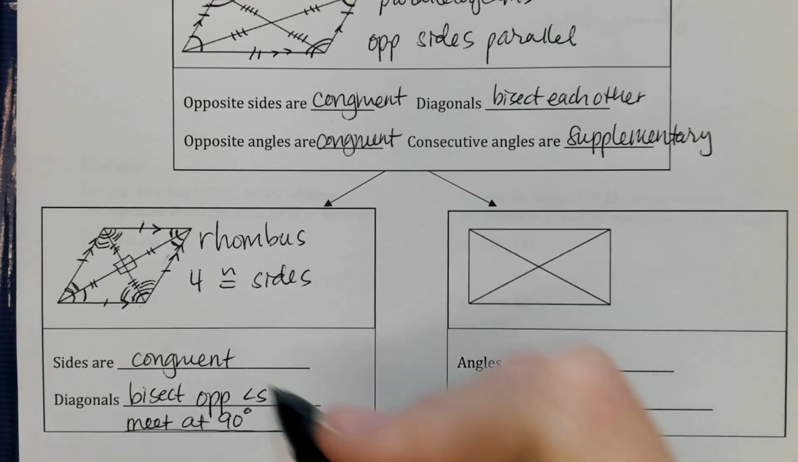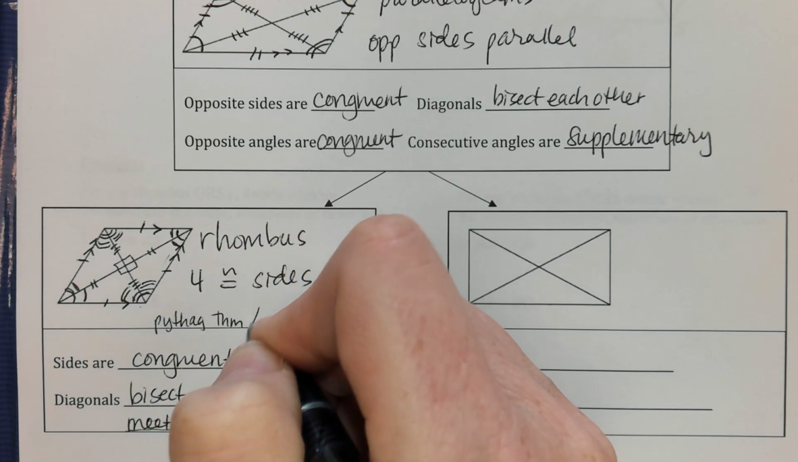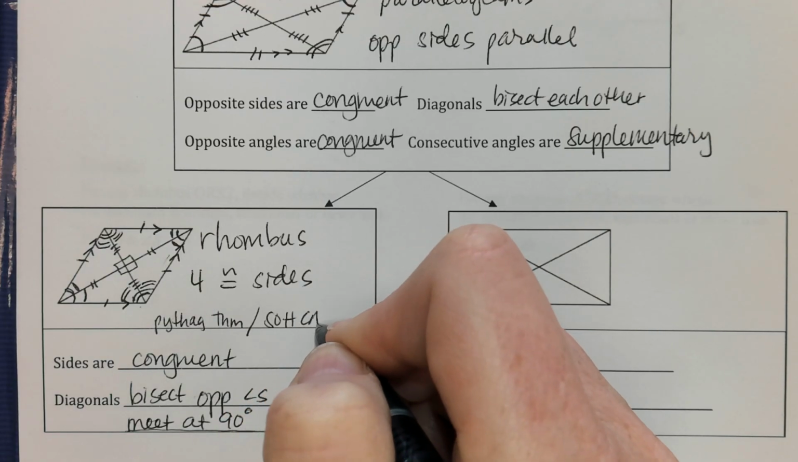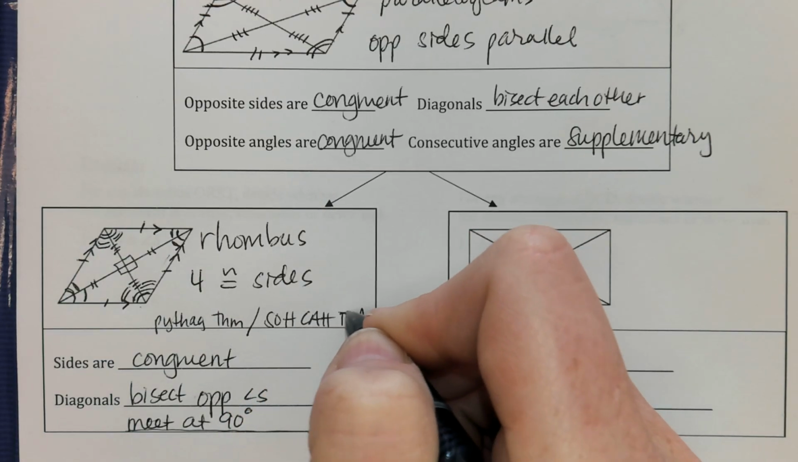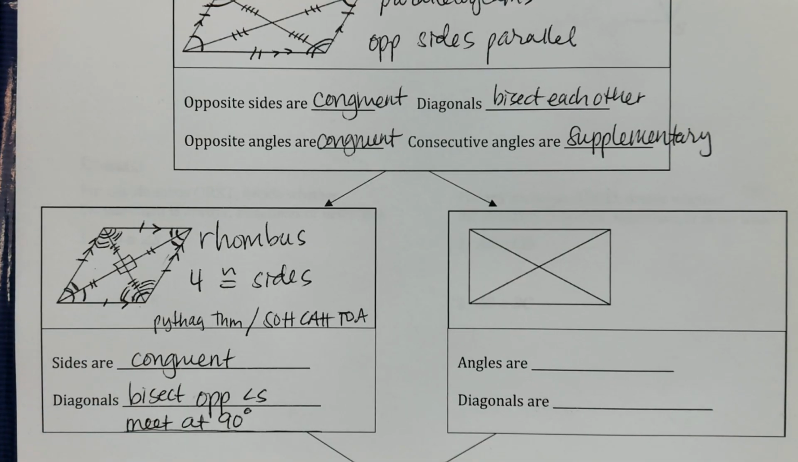What that's going to do is it's going to bring back Pythagorean's theorem, and it's going to bring back SOHCAHTOA. So as soon as I have that right angle in a triangle, I actually have 4 little triangles in there, I can do SOHCAHTOA or Pythagorean's theorem in those problems.